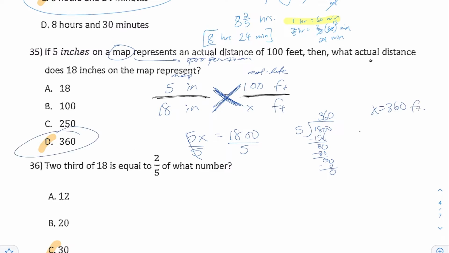Choice D. So here you have a map question, and that means proportion. So the keywords for proportion: if you see map, scale, recipe, or rate, all of these signal to set up a proportion here.